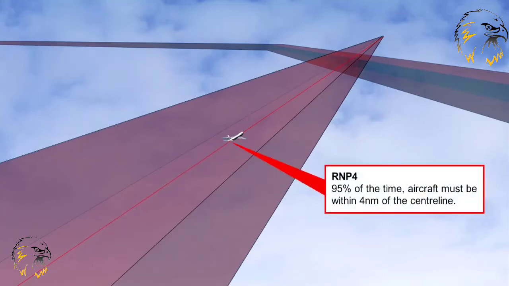An RNP is applied to all ATS routes by the state and is agreed under regional navigation agreements. It expresses a degree of navigational accuracy in terms of the total number of individual aeroplanes flying the route, not the average navigational accuracy of an individual aeroplane flying the route. For example, RNP4 means that 95% of aircraft that fly a particular route will be within 4 nautical miles of the centerline of that route all the time.